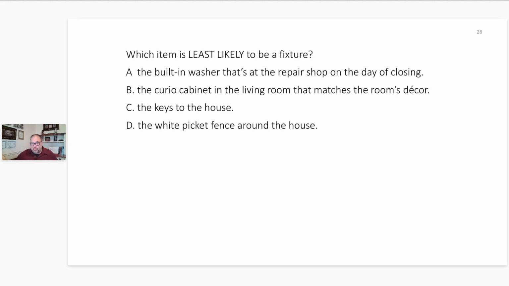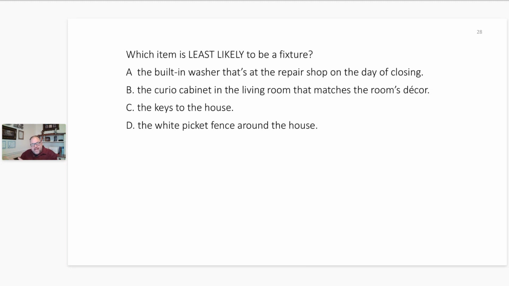We won't even finish the question. We won't even finish the answer. For example, if I'm reading this and I've got a real quick speed about myself, I'm going to go built-in washer. Boom, I stop there and I go, that's the fixture. That's not the answer. Then I try to look at B, C, and D, what's going to best fit that. And curio cabinet kind of may fit into that if you understand that keys belong to the house and the white picket fence.